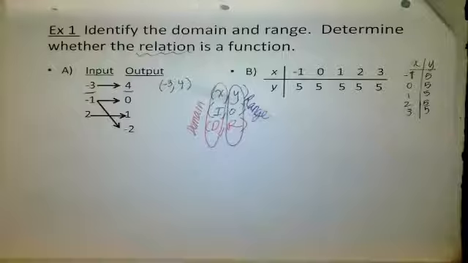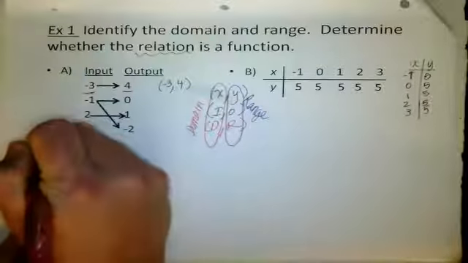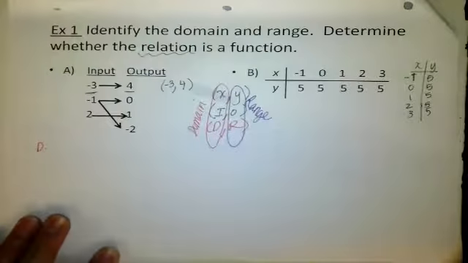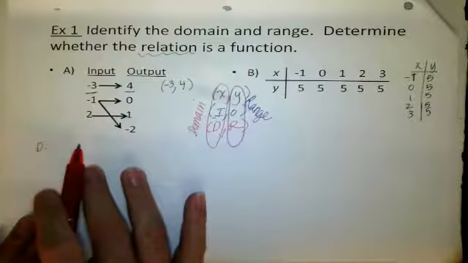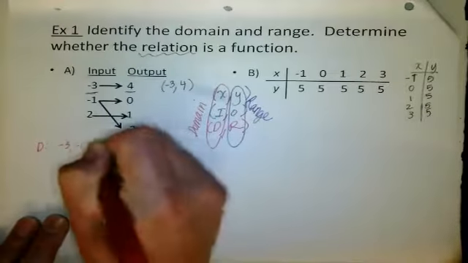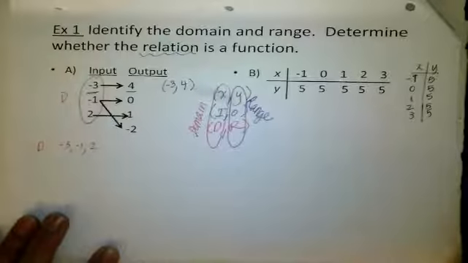Okay, so domain is all the X values or all the inputs, and range is all the outputs or Y values. So here we have our mapping diagram. So I'm asking you first, identify the domain and range. So what is the domain for this letter A? -3 and -1 and 2. Sure. Right there, those are the domain values, the input values.